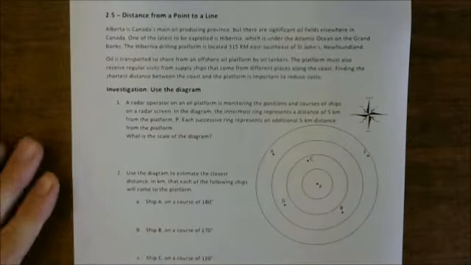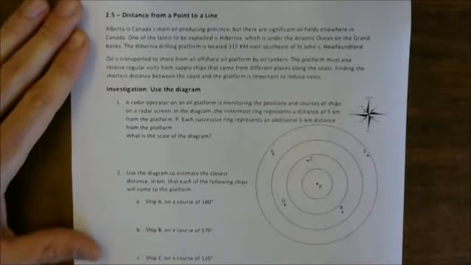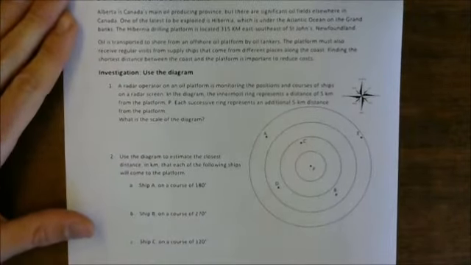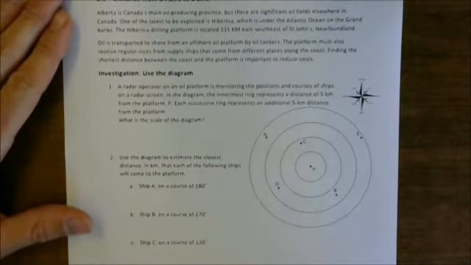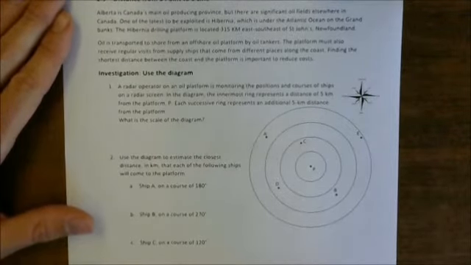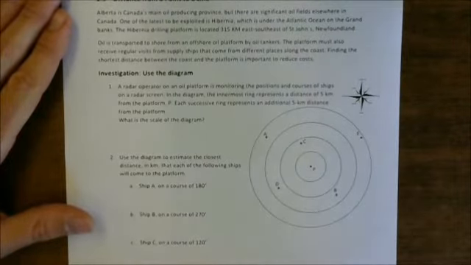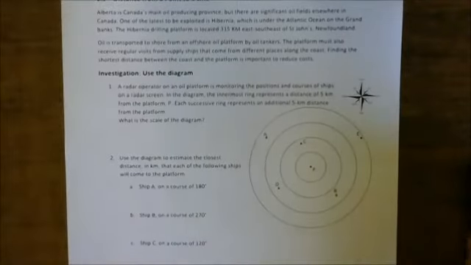Finding the shortest distance is important to reduce costs. So here we go. A radar operator on an oil platform is monitoring the positions and courses of ships on a radar screen. In the diagram, the innermost ring represents a distance of 5 kilometers from the platform. So the platform is at P, and each ring represents 5 kilometers from the platform, okay? Each successive ring represents an additional 5 kilometers. What is the scale of the diagram?